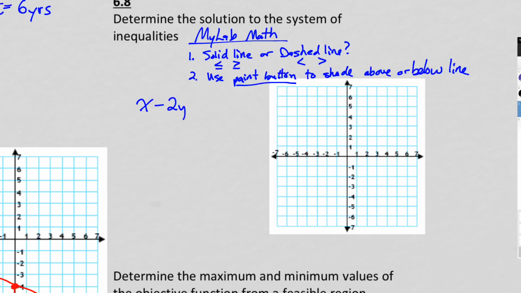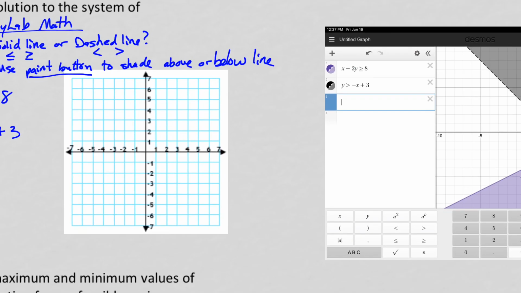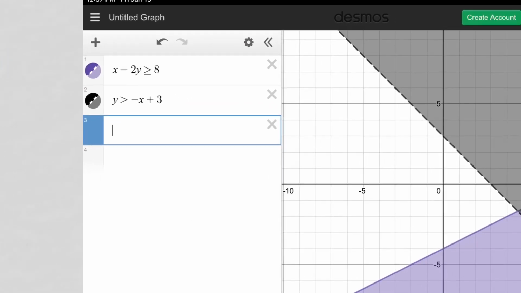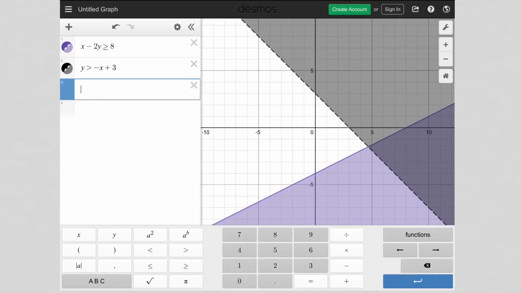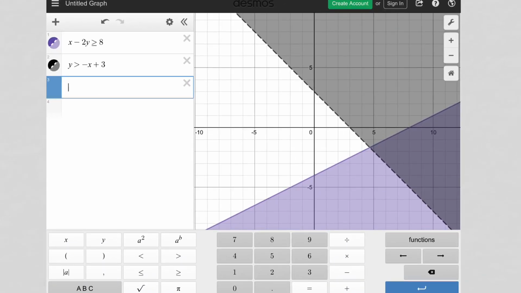So x minus 2y is greater than or equal to 8. And then y is greater than negative x plus 3. And you just type it exactly the way you see it right there. And you will see the shaded regions. And then, of course, the overlap. In MyLab, you will only see the overlap right here. Okay. So this would be the solution, and you'll be done.